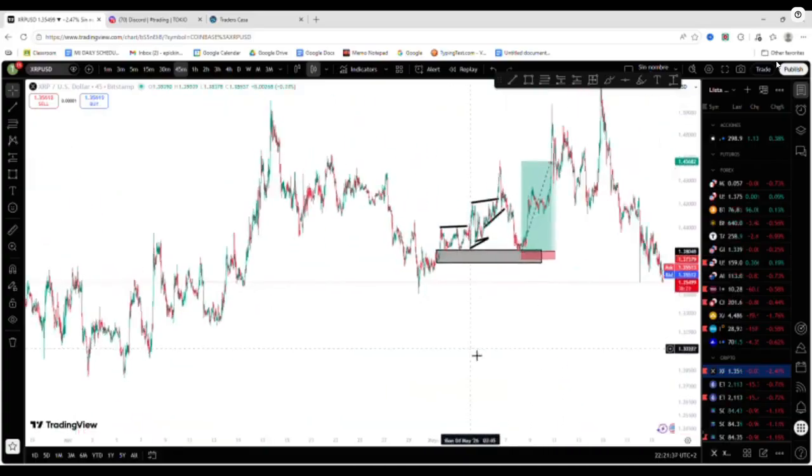So A, obviously no basic market structure. B, trendline liquidity on the high time frame. Equal highs and equal lows on the high time frame. Random highs and lows being taken on high time frame.